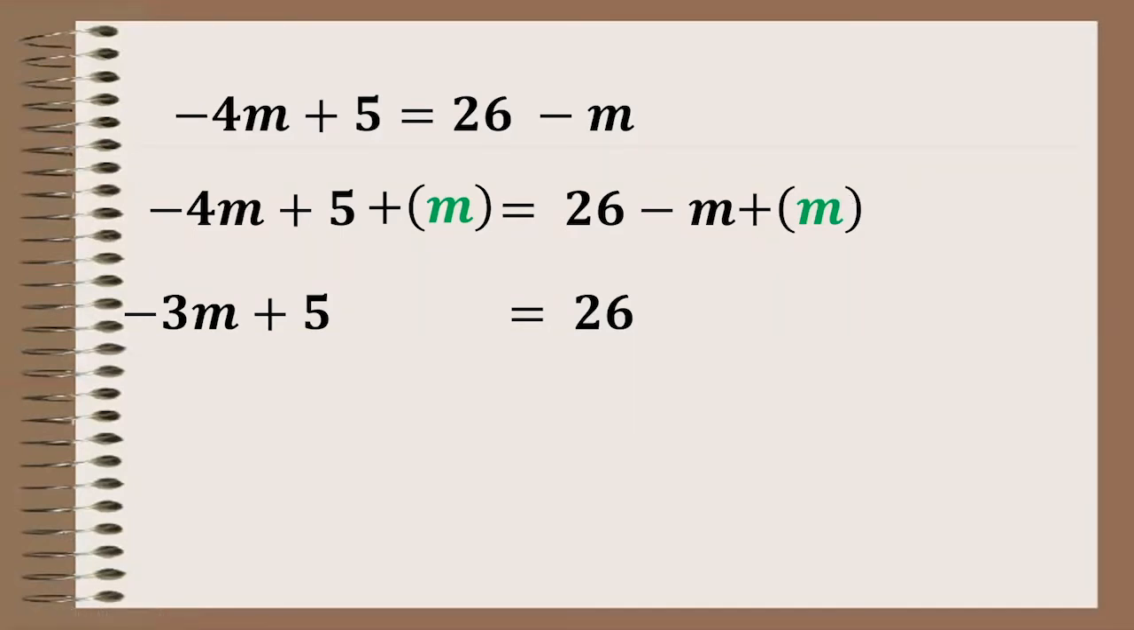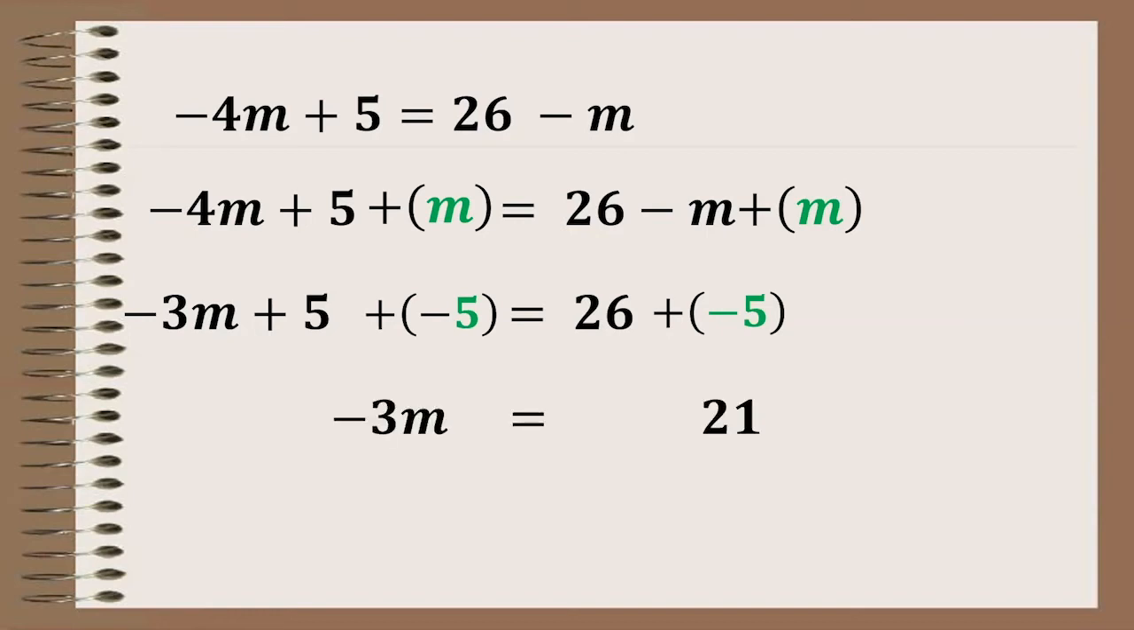Now the additive inverse of plus 5 is minus 5. So I subtract 5 on both sides. This will give me minus 3m equal to 21. The multiplicative inverse of minus 3 is minus 1/3. So I multiply by minus 1/3 on both sides to get m equal to minus 7. So I have solved the equation and obtained m equal to negative 7.